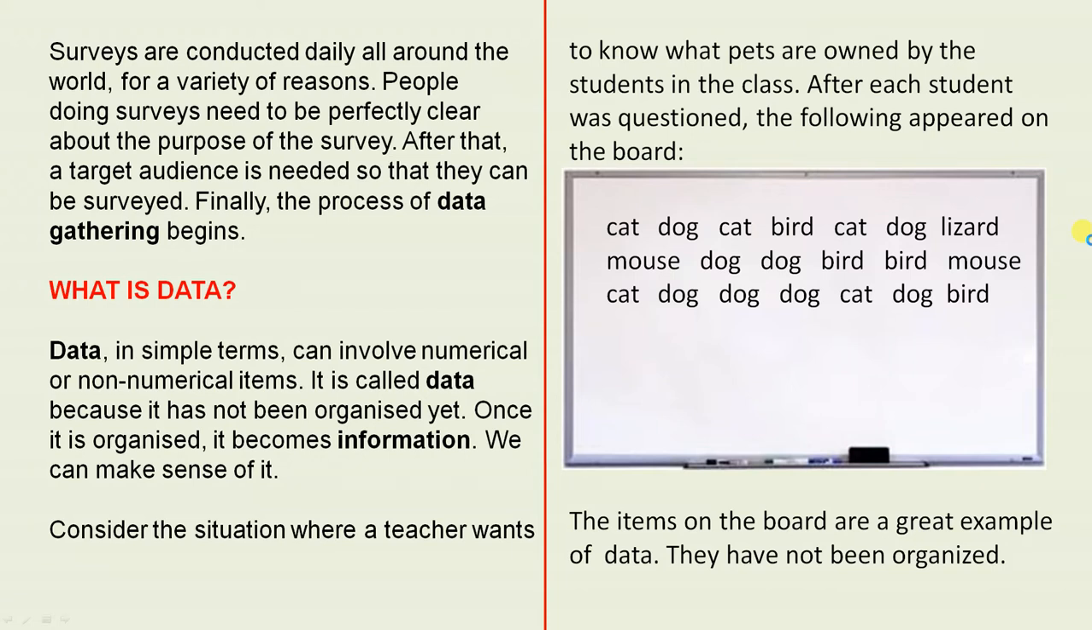Consider the situation where a teacher wants to know what pets are owned by the students in the class. After each student was questioned, the following appeared on the board. These are the names of all the animals. The items on the board are a great example of data. They have not been organised. Let's see how we can fix that on the next slide.